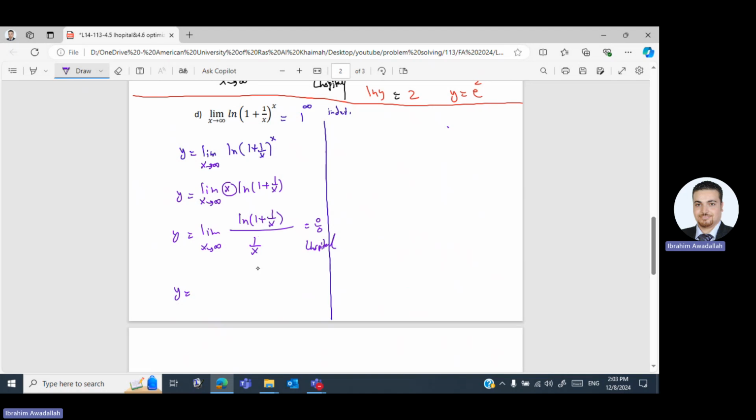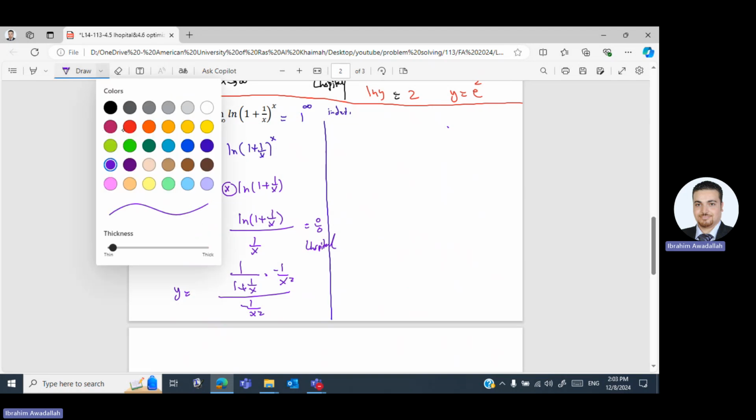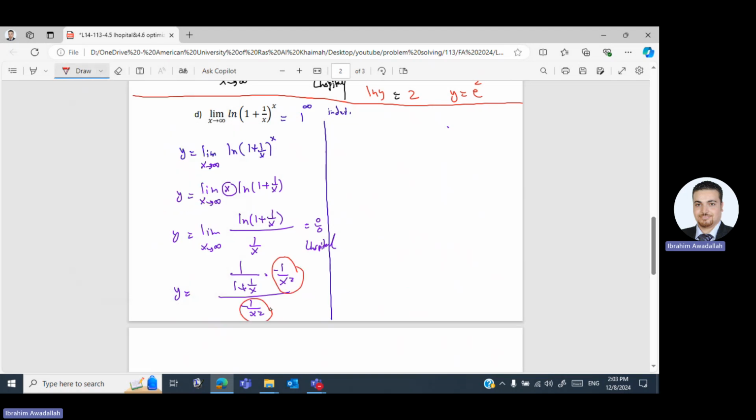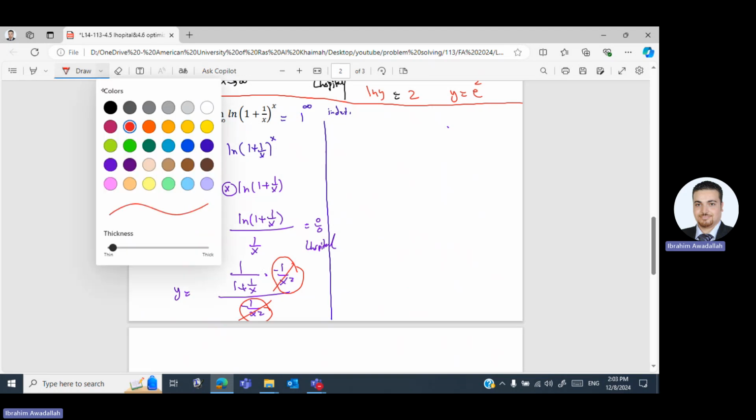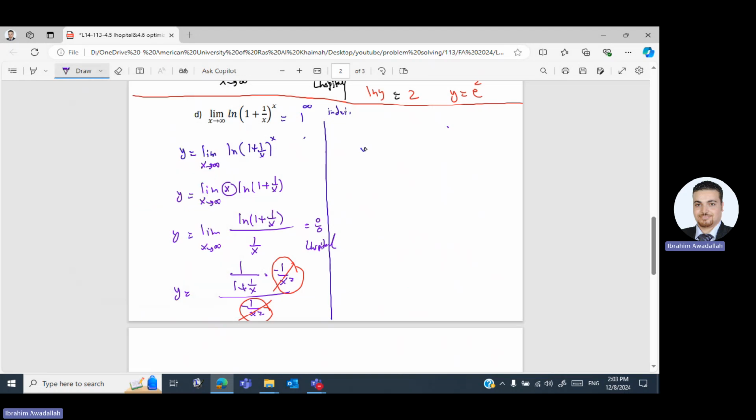L'Hopital says derivative of this divided by derivative of this. The derivative of this will be 1 divided by 1 plus 1 over x, times the derivative of 1 over x, which is minus 1 over x squared. And here, minus 1 over x squared is the derivative of the bottom. You can see these amounts are equal, 1 up, 1 down, so we can cancel them. Then y equals, don't forget the limit here, x goes to infinity, 1 divided by 1 plus 1 over x. Substitute infinity here, the answer will be 0, so the final answer of this question will be 1. It's a good question, like the previous one.